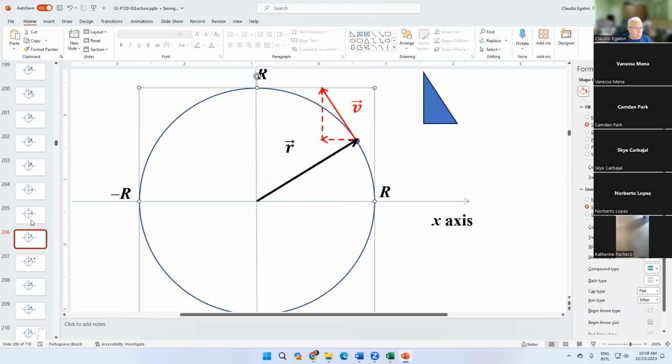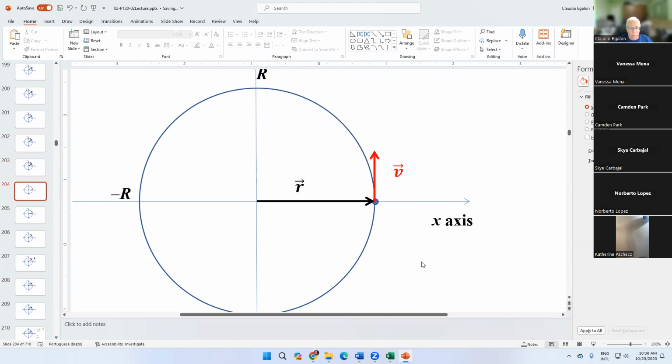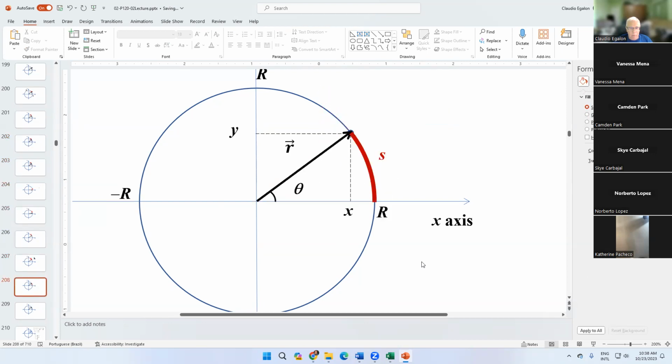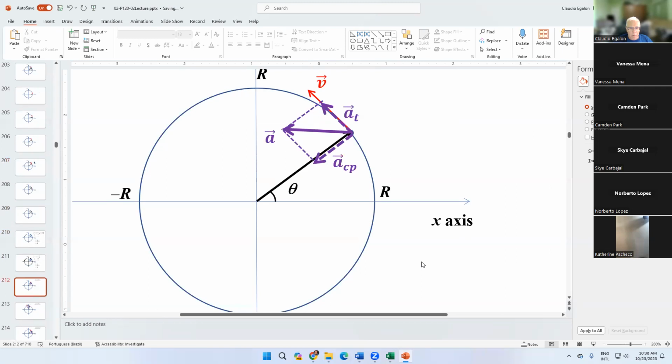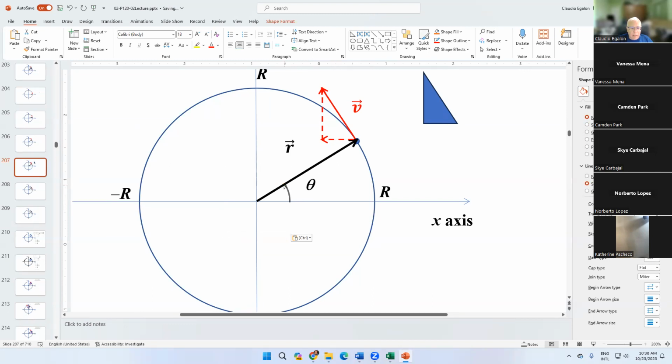Okay. I think I have the angle theta somewhere. Oh yeah, this one. I have the angle theta right here. If this angle here is theta, this one also must be theta. If this one is theta, this one is 90 minus theta. If this one is 90 minus theta and this one is 90, so this one must be theta.